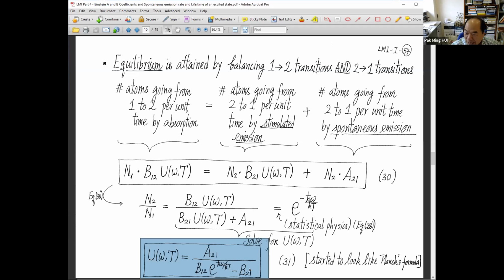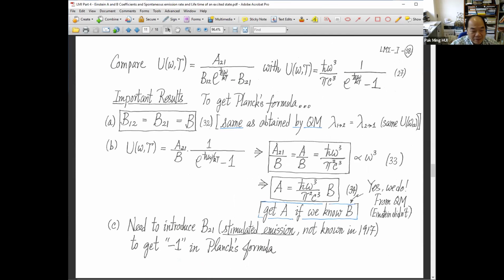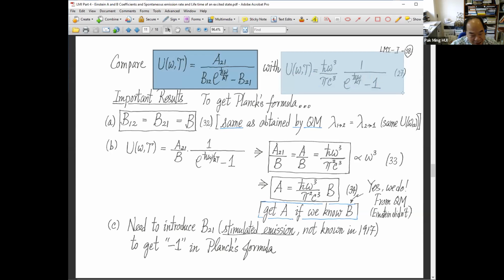That's why I guess he must have tried without the stimulated emission, then he got just this term, and then he couldn't get Planck's formula. That's what I guess, okay? So now you see something already like Planck's formula. So the point now is to make sure that this will give us this, because this is the answer that he should get, okay?